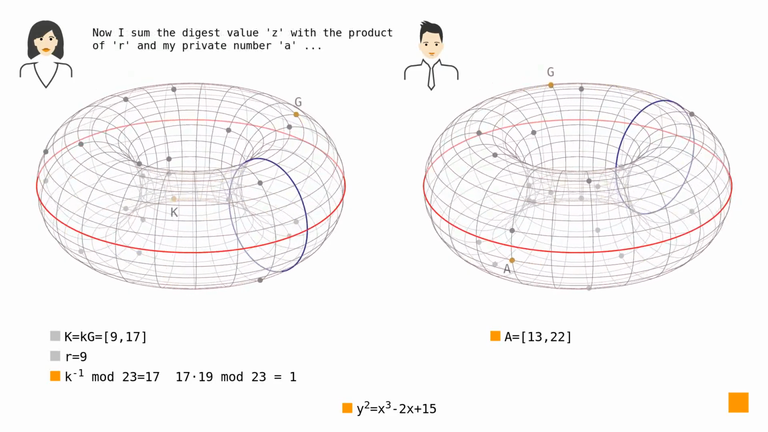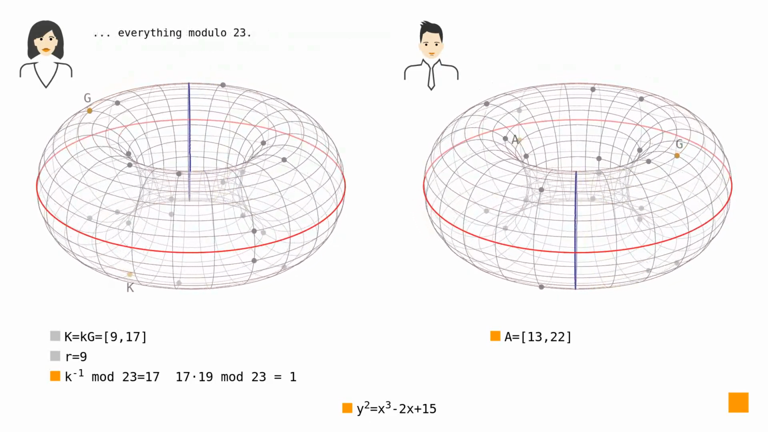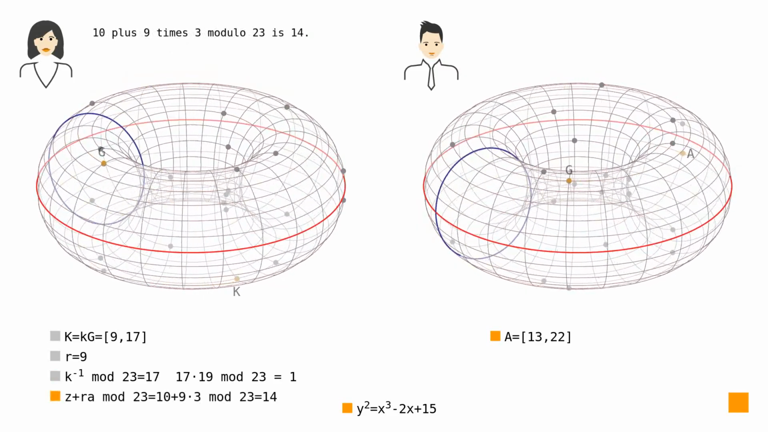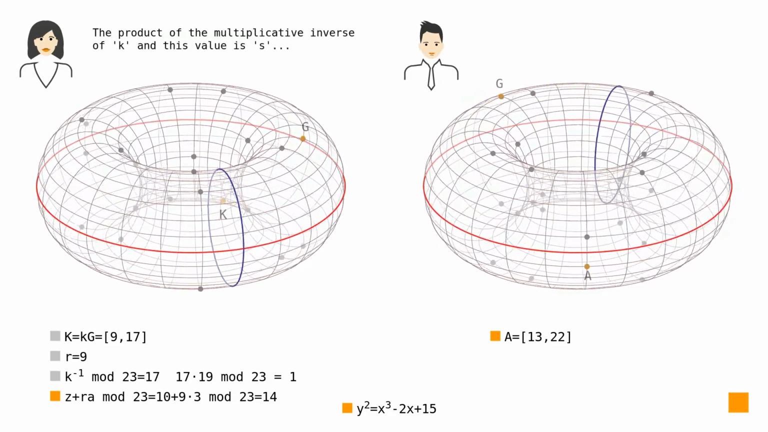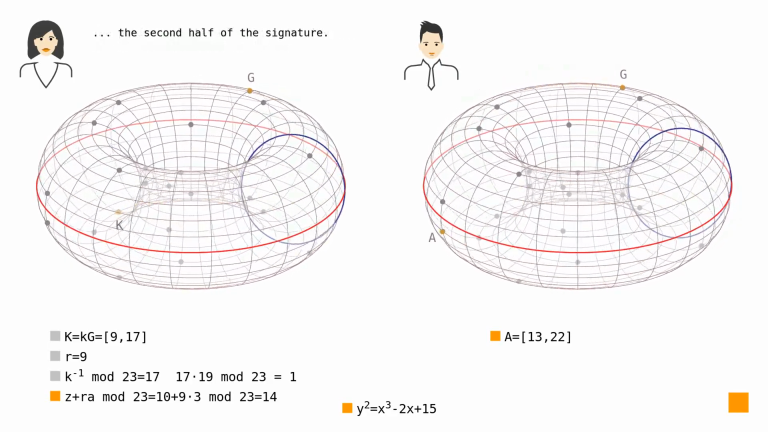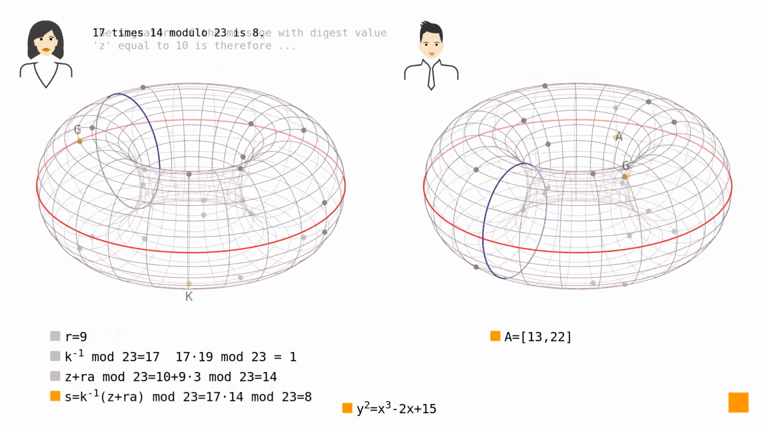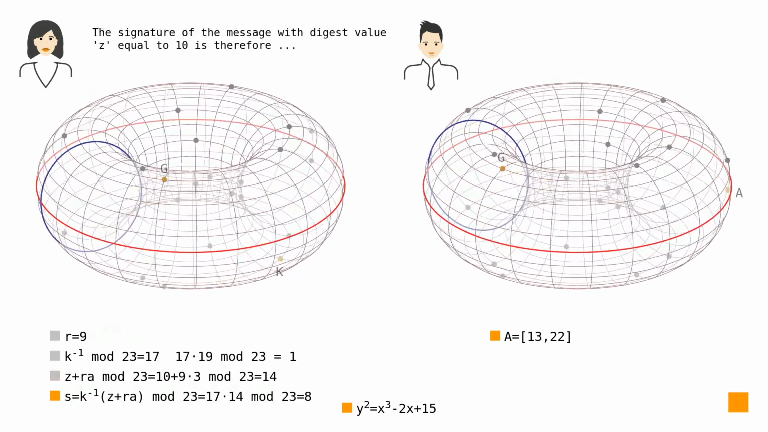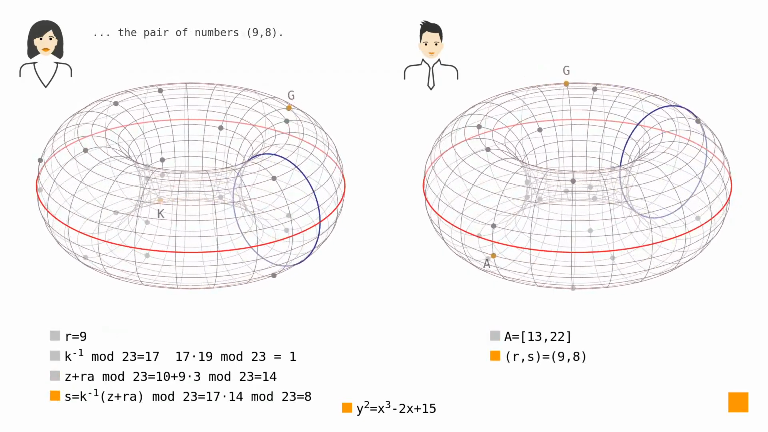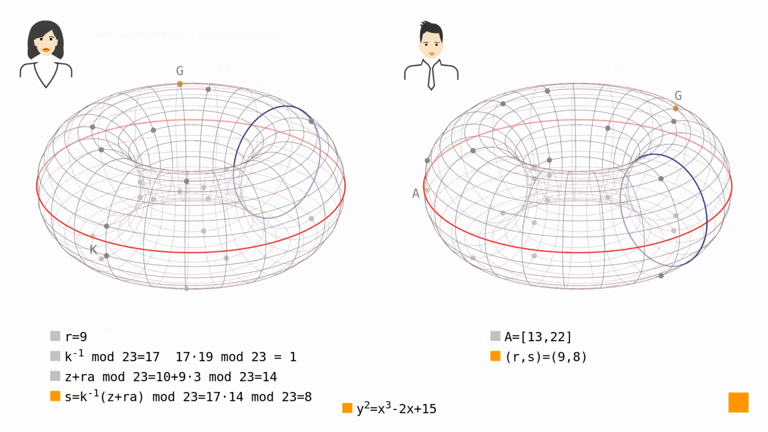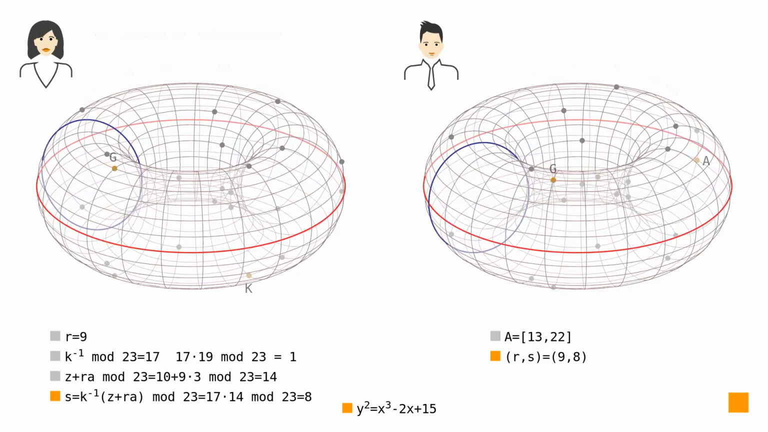Now I sum the digest value Z with the product of r and my private number a, everything modulo 23. 10 plus 9 times 3 modulo 23 is 14. The product of the multiplicative inverse of k and this value is s, the second half of the signature. 17 times 14 modulo 23 is 8. The signature of the message with digest value Z equal to 10 is therefore the pair of numbers 9, 8. When sending the message with digest value Z equal to 10, Alice attaches the signature pair 9, 8 to it.